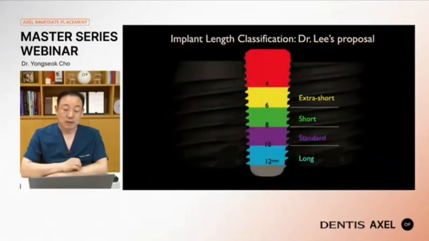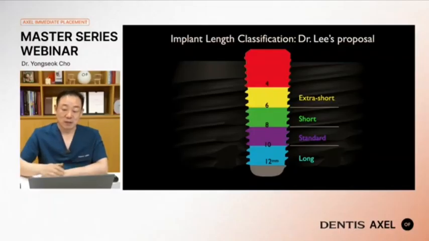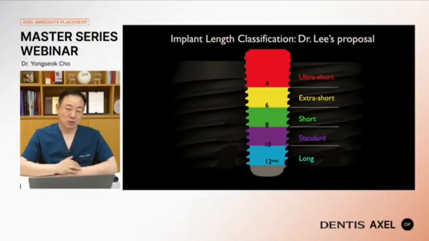This is the classification of implant length, which is proposed by Dr. Lee. Long implant means more than 10 mm, and standard 8 to 10, short implant 6 to 8, and extra short is 4 to 6 mm. Until now, extra short implant is available. Maybe in the future, ultra short implant, which is shorter than 4 mm, will be introduced, I think, and should be introduced.